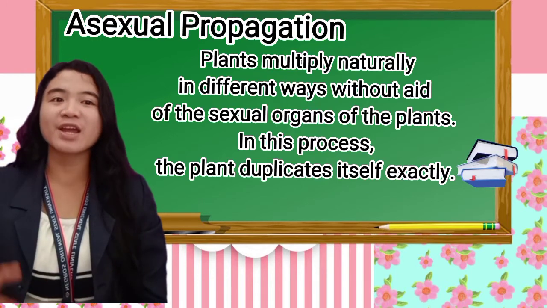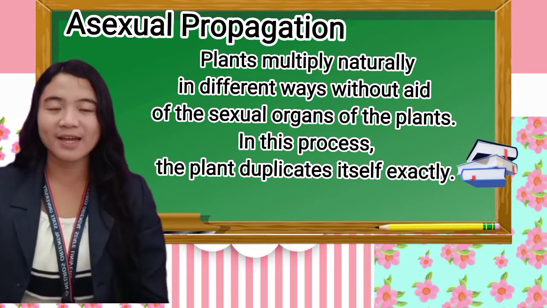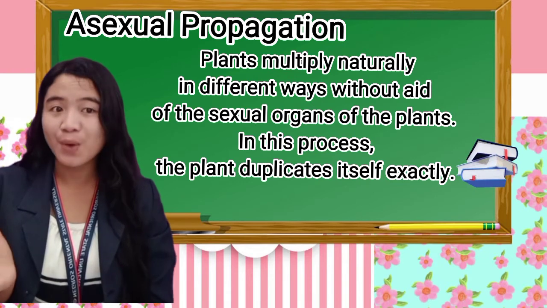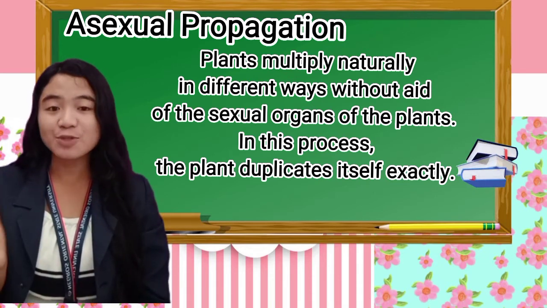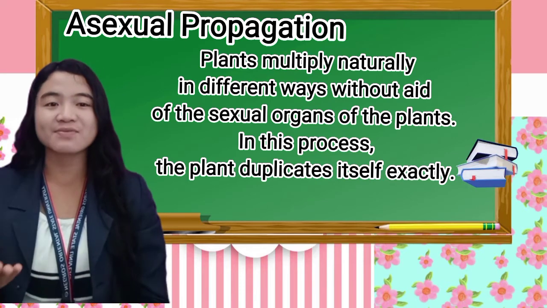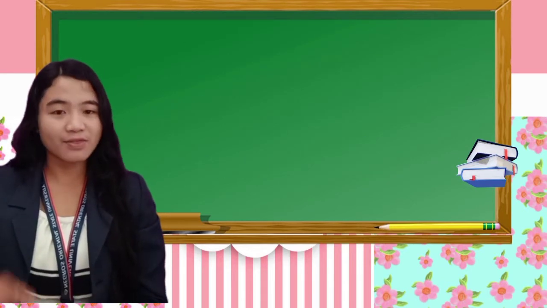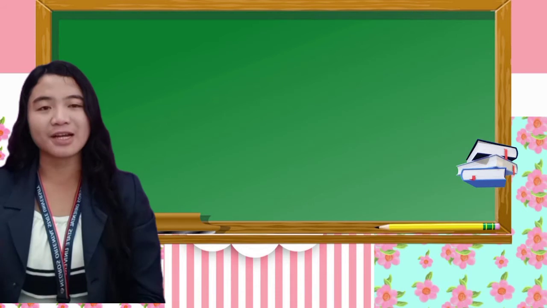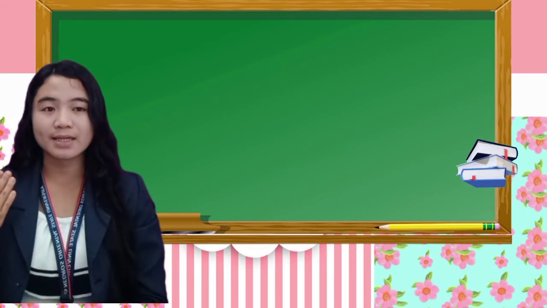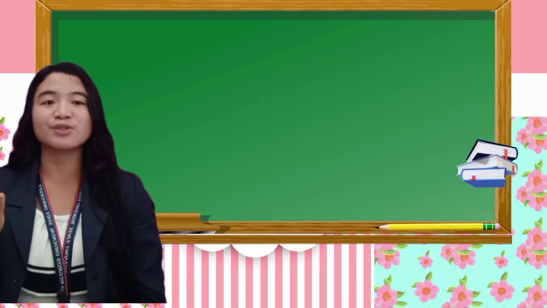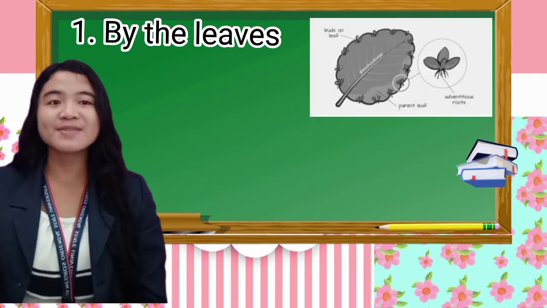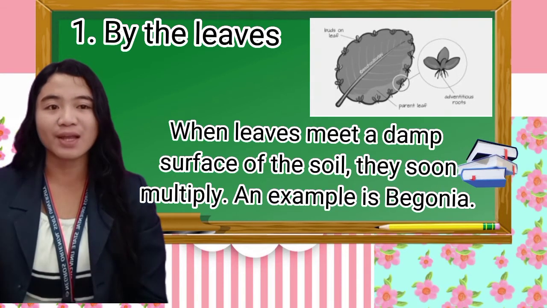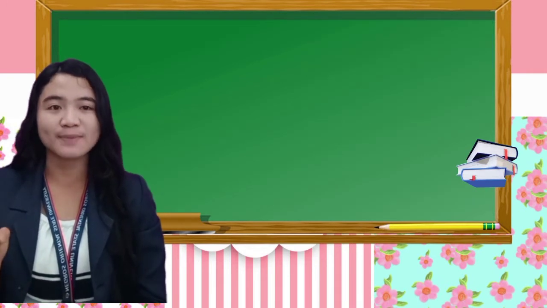Asexual propagation: plants multiply naturally in different ways without the aid of the sexual organs of the plants. In this process, the plant duplicates itself exactly. There are a lot of ways of plant propagation, and I will discuss these to my students. First is by the leaves. When leaves meet a damp surface of the soil, they soon multiply.